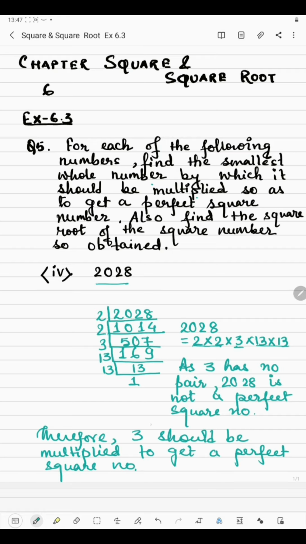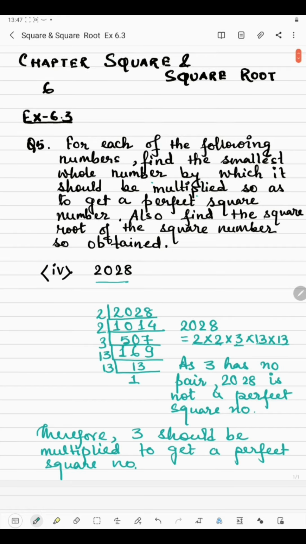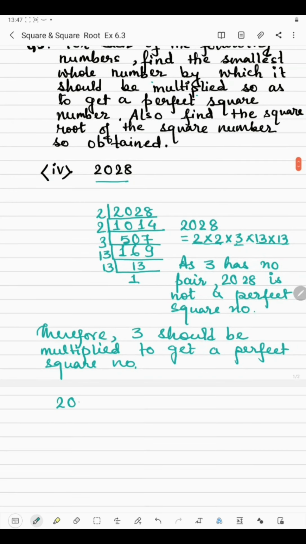This 3 should be multiplied on both sides. So here we have 2028 equal to 2 into 2 into 3 into 13 into 13. On both sides we will multiply by 3. If you take 3 here, then it will be in pair now. Whatever you get after multiplication is a perfect square number now. Why? Because all the numbers are in pair now: 2, 3 and 13. So if you multiply this, we will get the perfect square number.